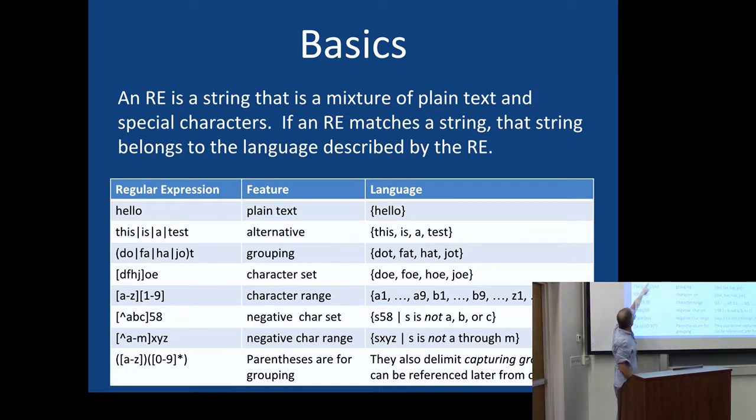You can use vertical bars for alternatives. So this will match the string this or is or other test. You can use parentheses for grouping. So that said DO or FA or HA or JO followed by T. So it'll match any of those strings. We saw these character sets, which is a shorter way of saying D or F or H or J followed by OE. Character ranges, lowercase a through z followed by a 1 through 9.